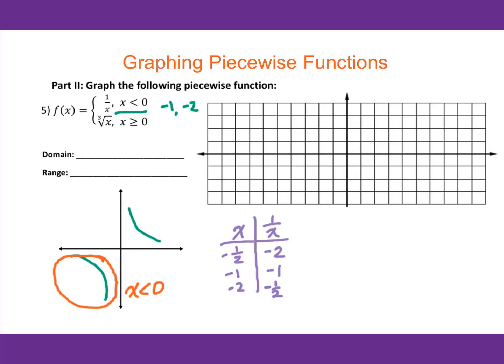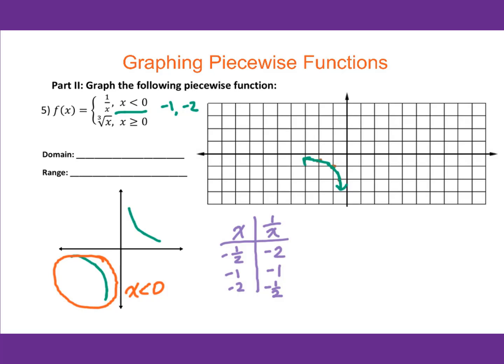So we plot these 3 points. For -1/2, that is -2. Let's go here. For -1, -1. And for -2 it is -1 over 2. So we connect these 3 points. That's the graph for the first piece. So it's very important for you to remember the parent function.